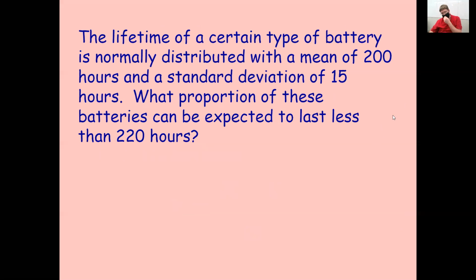All right, so let's look at an example. Lifetime of a certain type of battery is normally distributed. So there's your clue, what you're kind of working with here. With an average of 200 hours and a standard deviation of 15, what proportion of these batteries can be expected to last more than 220 hours? So what I have to do is standardize this data to fit on my graph that has 0 as its average and 1 as its standard deviation. So what I'm going to do is convert basically from these numbers to that standardization using what we call the z-score formula, which is what you guys just memorized.